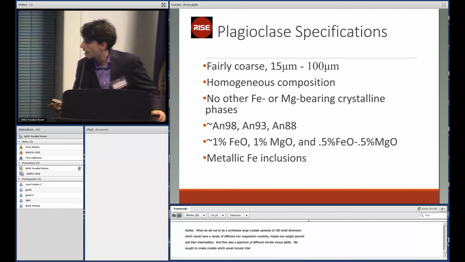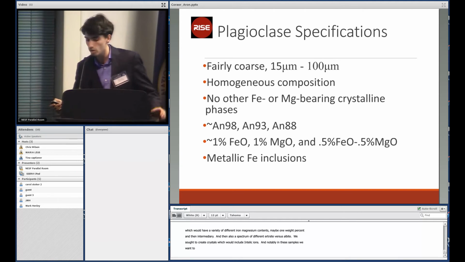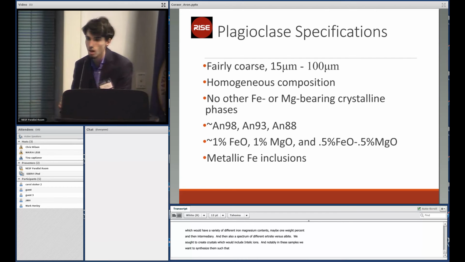And notably in these samples, we want to synthesize them such that there will be no other crystalline phases other than plagioclase, because if, for example, we formed olivine in our samples, it would be very difficult to separate those.